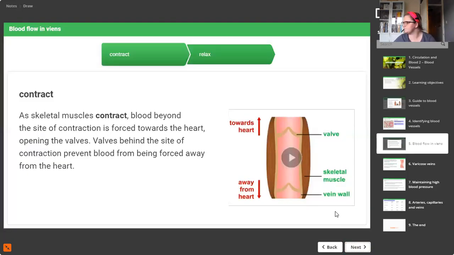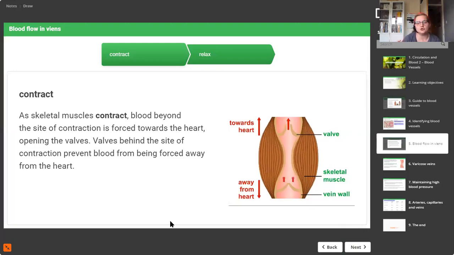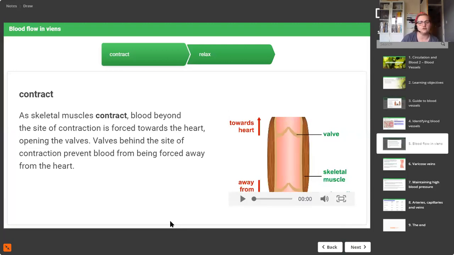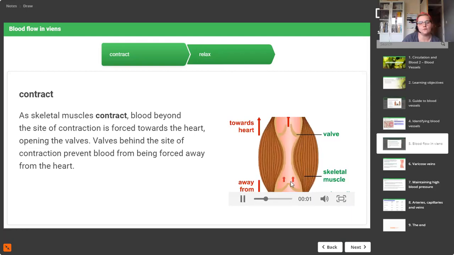Blood is able to go through our veins through contraction. What happens is our skeletal muscles are able to contract, and when they contract, blood beyond the site of contraction is actually forced towards the heart. So if it's below that, it's forced towards the heart, and the valves behind the site of contraction prevent blood from being forced away from the heart. They close and stop it from being forced away, and it pushes it back up.